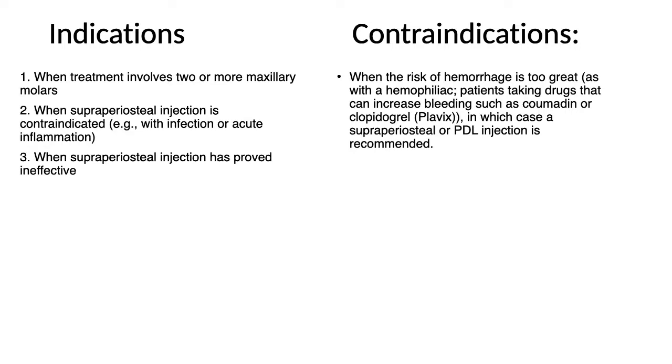So these are the indications, whereas the contraindications include when the risk of hemorrhage is too great or the patient is suffering from any bleeding disorders. In this case, supraperiosteal or periodontal injection is recommended.